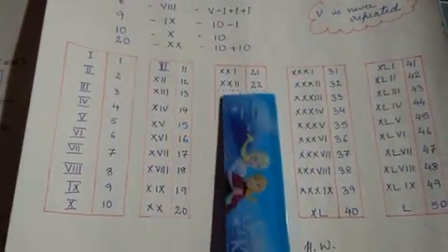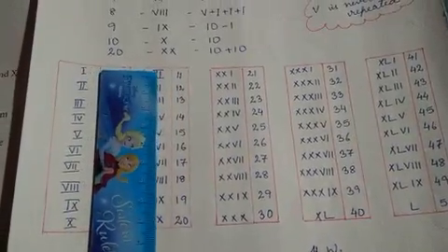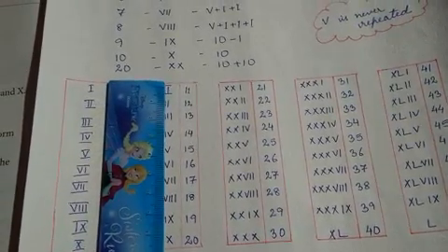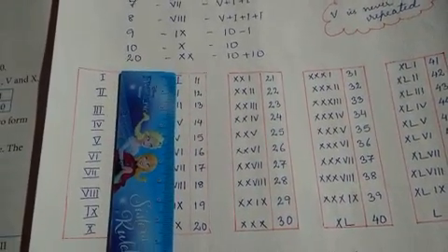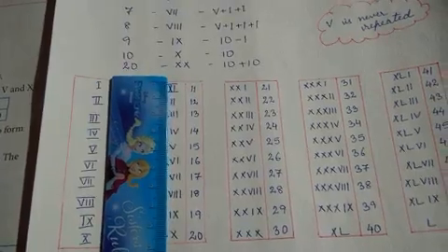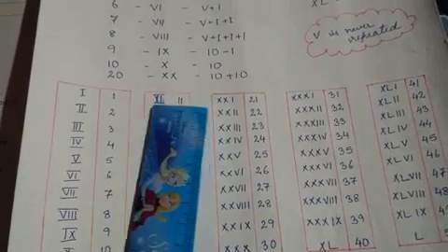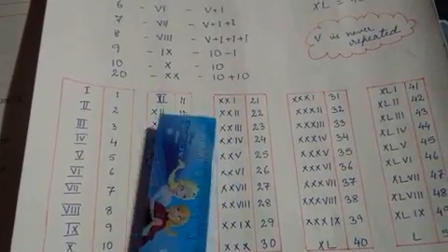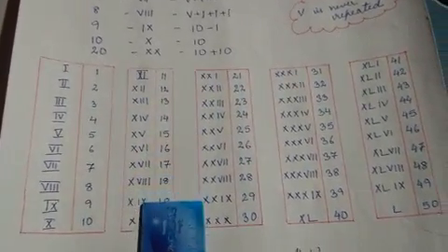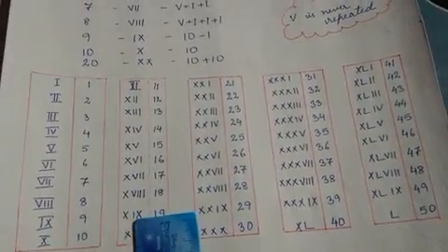Now how to write 11. For 11, if I hide this X, you see that these are all 1 to 10, the same 1 to 10 which you have learnt already. Now if we write X before that, it means we are adding X plus 1. 10 plus 1 becomes 11, 10 plus 2 becomes 12, 10 plus 3 becomes 13, 10 plus 4 is 14, and it goes this way. So this is 19, 10 plus 9.